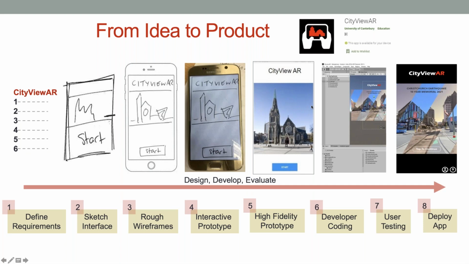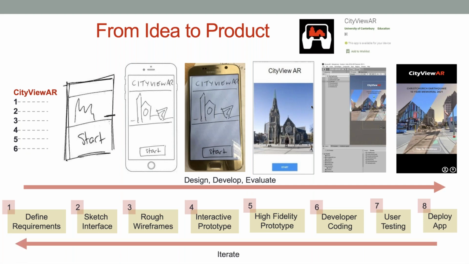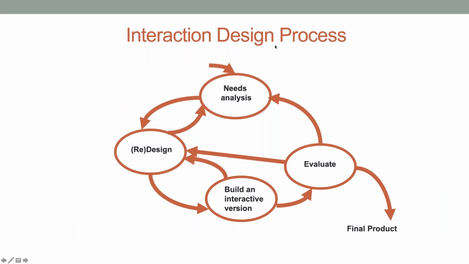So there was a continual cycle of designing, developing, and evaluation. And the other thing was that there was iteration on this, so we went back to some of these previous steps, changed our minds, and went around. This approach is quite common in building enterprise augmented reality applications. And this is typically the interaction design process that people use. And a big part of that process is this evaluation step.